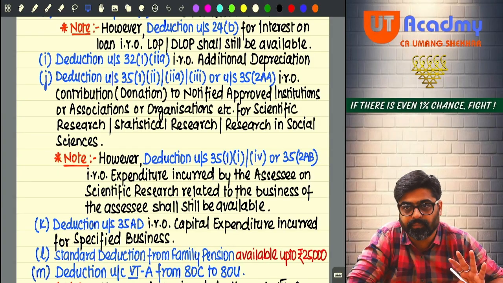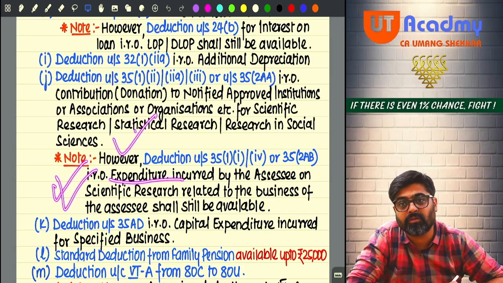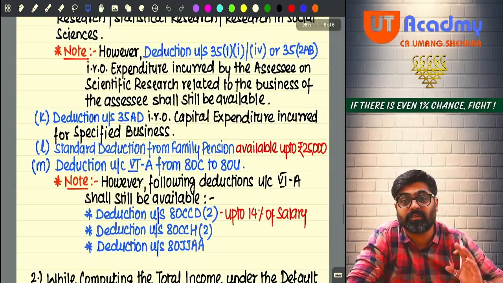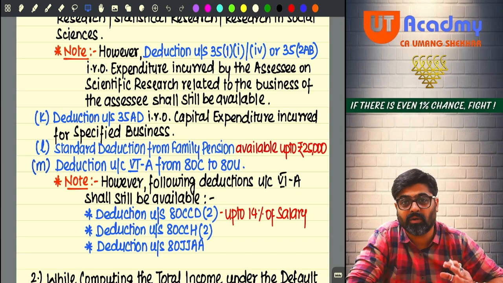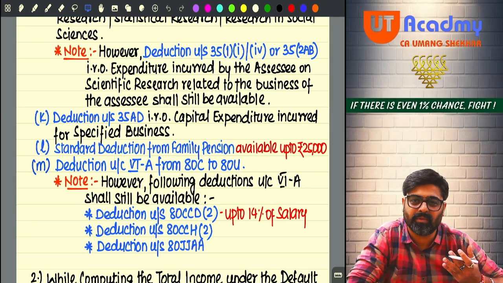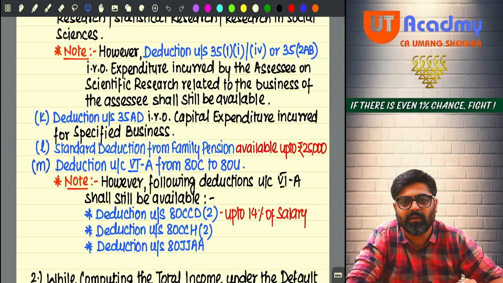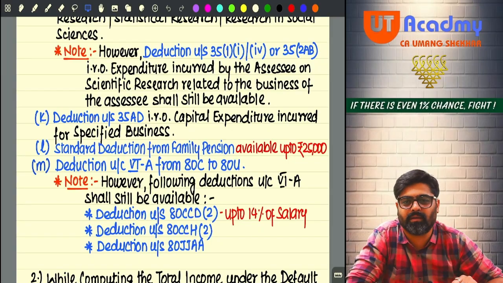So, expenditure incurred will still be available, but the donations made for scientific research, etc., will not be available as a deduction. Then 35AD, specified business, capital expenditure you used to claim. The entire cost of the asset you used to claim as a deduction, other than land, goodwill and financial instruments. Yes or no? That is not going to be available under 115BAC. Just imagine, any assessee doing specified business would have started that business because of that deduction only, no? Will he forget that deduction and come under 115BAC? Nobody is going to come here.